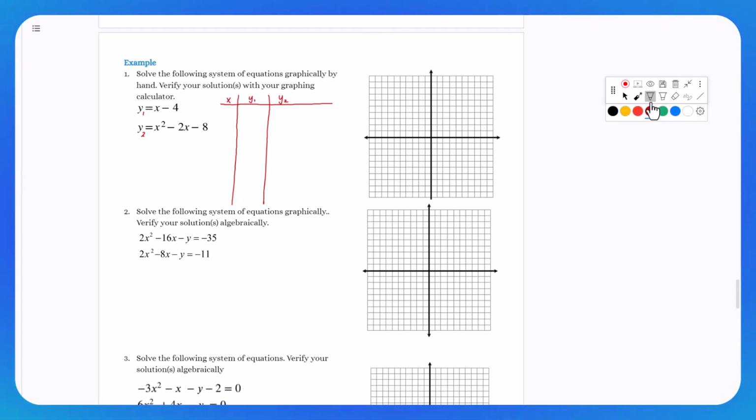Okay, so let's pick some x's. Let's pick some going from -2, -1, 0, 1, 2, 3, and 4. So let's sub them into y1. So -2 minus 4 is -6. Now, if we use the same method and fill this in all the way down, we actually get something that looks like this.